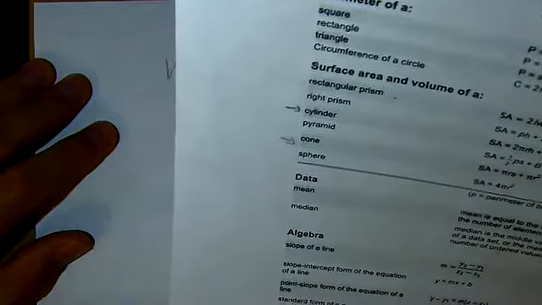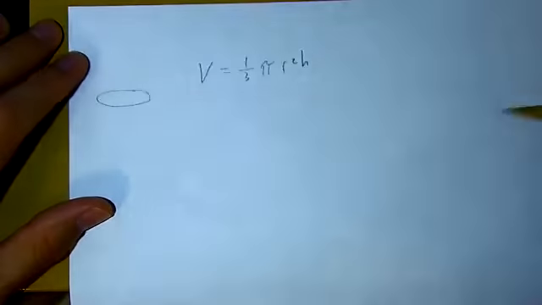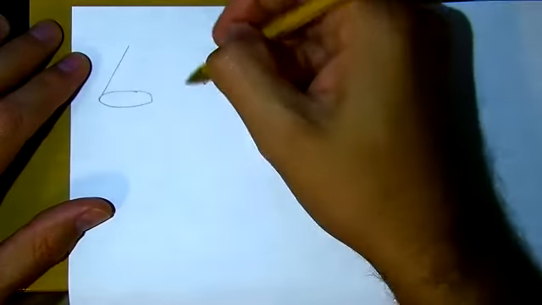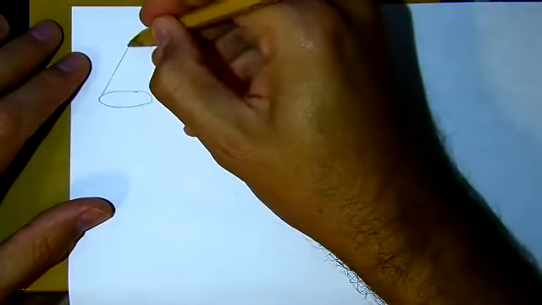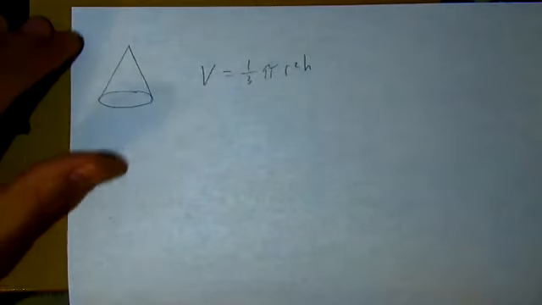Make sure I got that right. Yep, 1/3 pi r squared h. So to draw a cone, you can draw a flattened circle. You can either go up or down, it doesn't matter. Find a middle point between the two. Sort of draw the top half of the triangle.